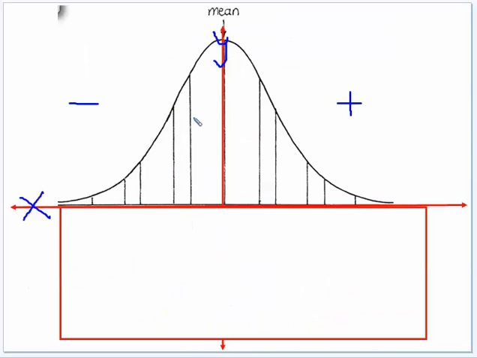Okay, that wraps up our lesson for right now. In our next video, we'll look at the standard normal distribution curve and apply the idea of standard deviations and use our own student height data. See you then.